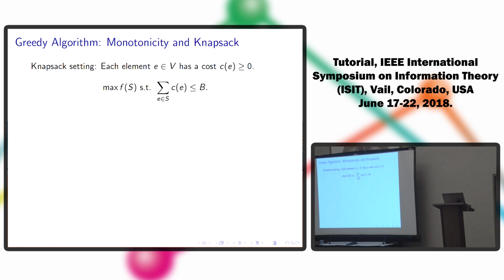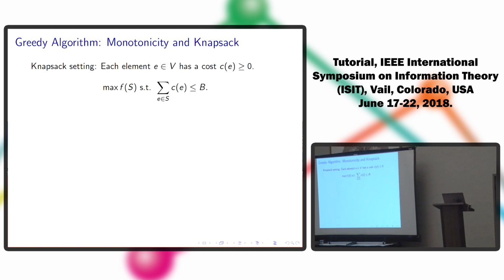Now let's look at a very similar problem, but a little bit more general. The constraint is not a simple cardinality constraint. I have a knapsack constraint. So it's a linear constraint where I want to maximize my function, but I have to make sure that I'm not exhausting my budget B. When the elements have unit cost, it's exactly submodularity with a cardinality constraint. It is a little bit more general.